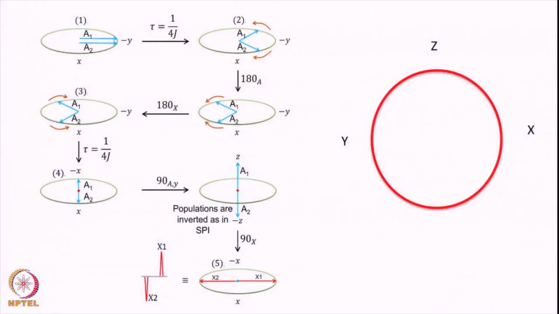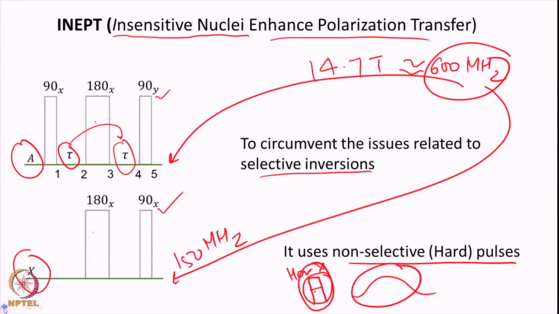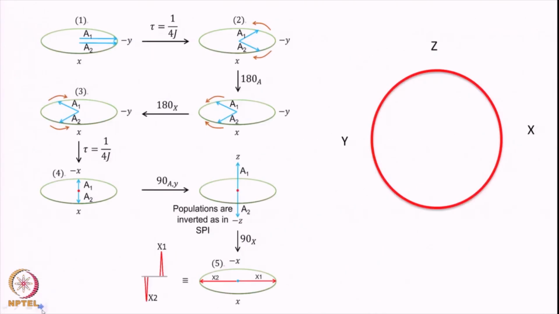So what happens because of this polarization transfer? This is the vector diagram. Let us understand. If I go back, the first thing we did was apply a 90 degree pulse on the A channel. A means proton. We were always discussing two transitions, so two vectors here, and we applied a 90 degree pulse on A. That means they will go to minus y. So just a thumb up rule.